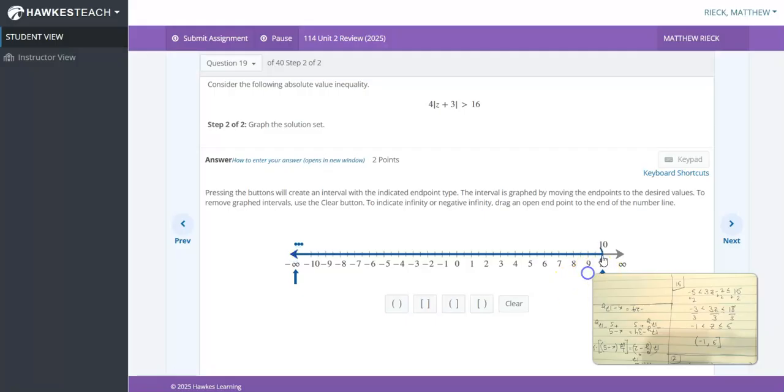All right. So we have from negative infinity up to negative 7. And then we have 1 to infinity.